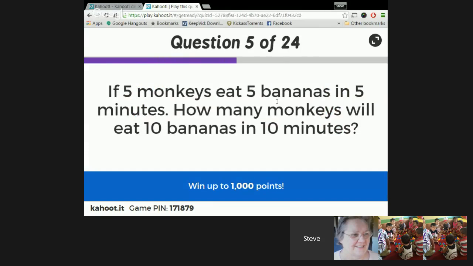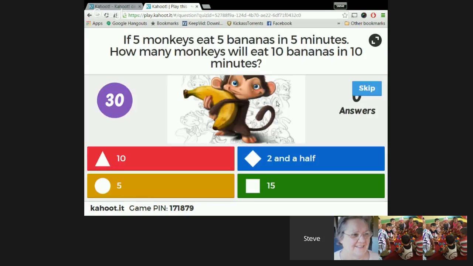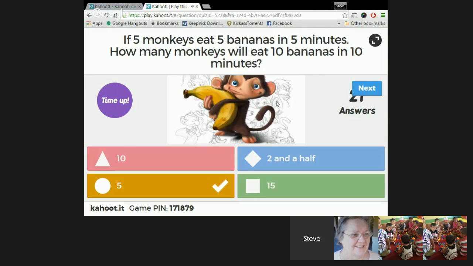If 5 monkeys eat 5 bananas in 5 minutes, how many will eat 10 bananas in 10 minutes? And time is up.